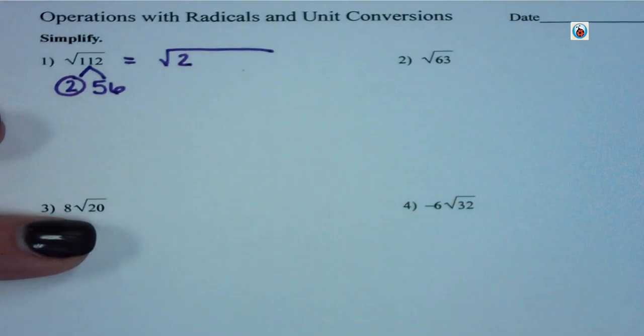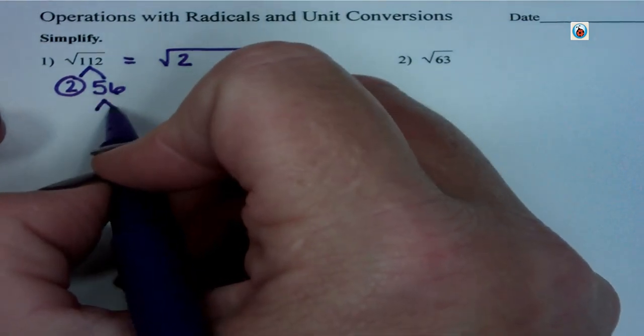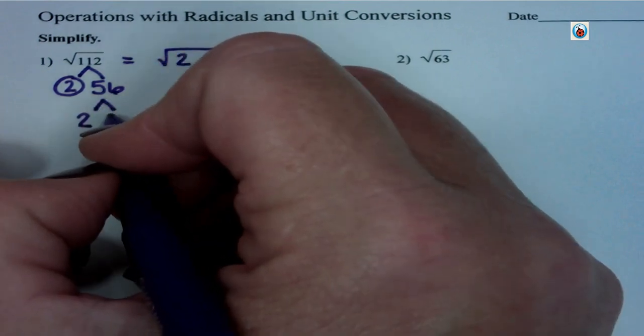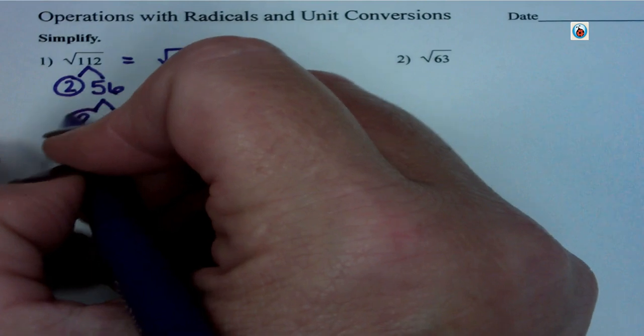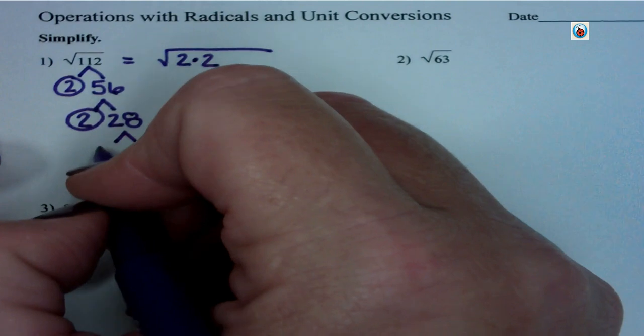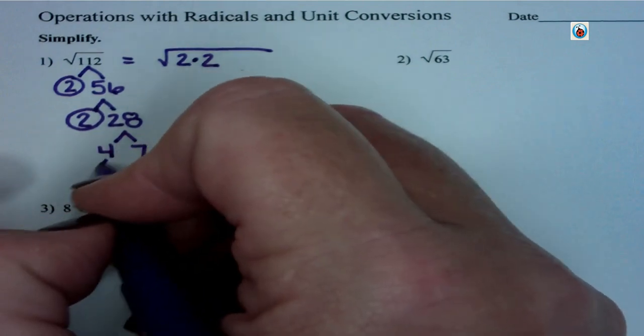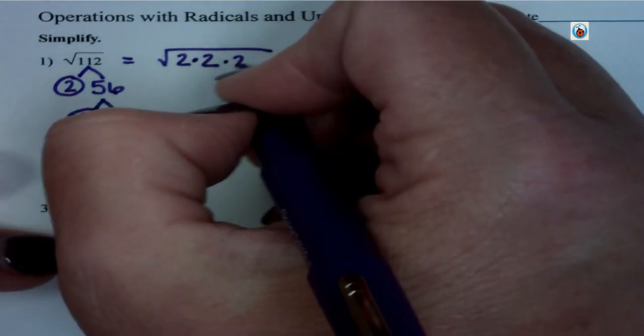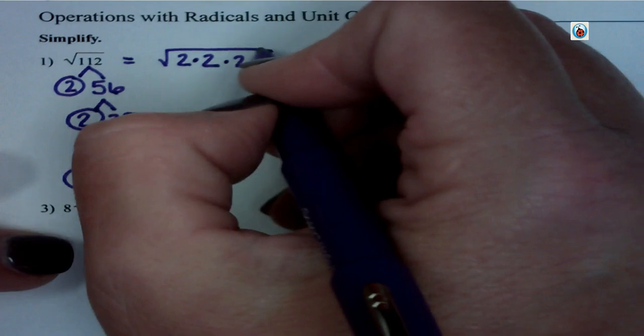So I'm going to break that down into 2 and 56. I know 2 is prime, so I'm going to circle it and put it in my radical. Now I got to break down 56. Since it ends in 6, which is an even number, I know 2 goes into it again. So I get 2 and 28. I'm going to circle my 2 and bring it up under the radical. 28 I know is 4 and 7. I got to break down 4 to 2 and 2, which are both prime. I'm going to bring them up here under my radical, and then I have 7, which is prime.